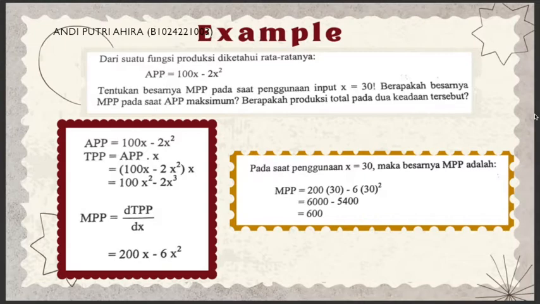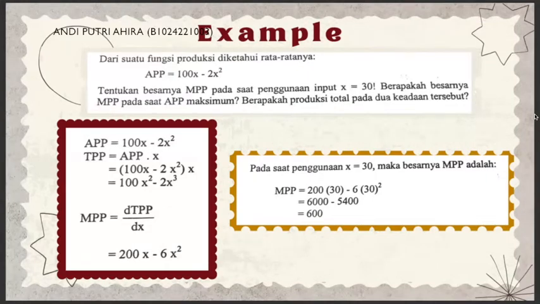Now, the question also looks for the MPP. The form for MPP is MPP equals dTPP divided by dx. But because we're looking for the MPP when the APP is maximum, the MPP will be equal to APP. So MPP equals 200x minus 6x squared, because the derivative of the TPP, which is 100x squared minus 2x cubed, is 200x minus 6x squared.